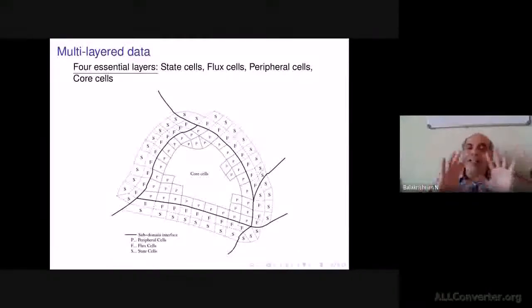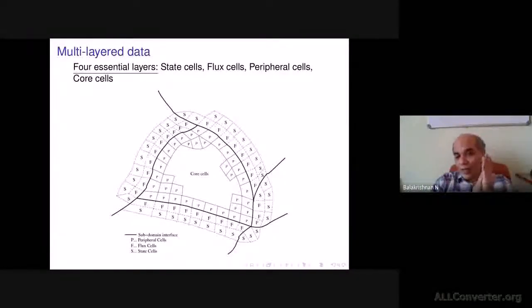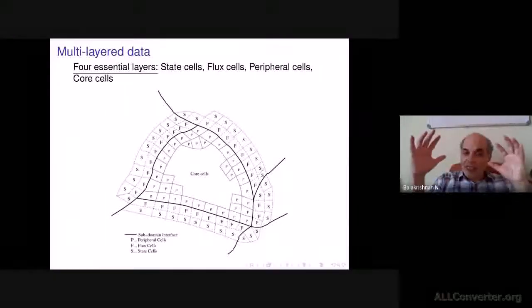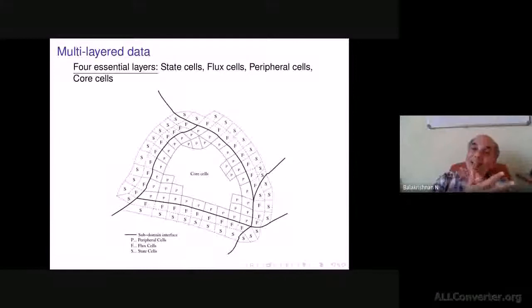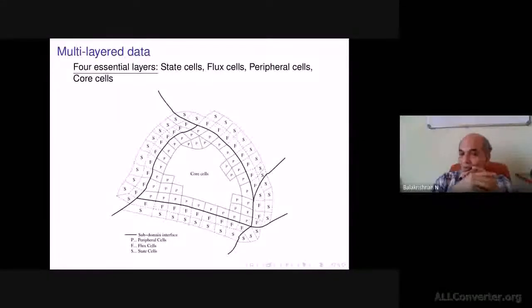So this is broadly the kind of data structure that we make use of. You have the core cells and the peripheral cells, which fall on the subdomain itself. And then in the so-called donor subdomains, you also have the classification of flux and state cells. This entire data preparation has to be done a priori, before you launch your problem on the supercomputing platform. Okay, so the challenge is in preparing this data, and that's very, very important.